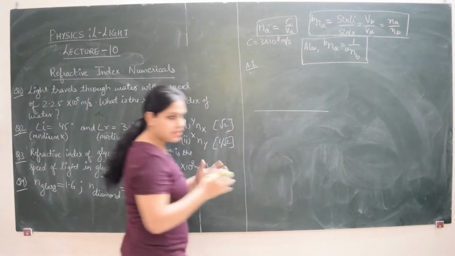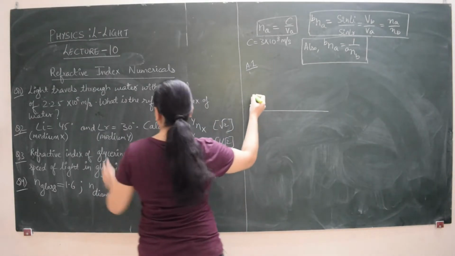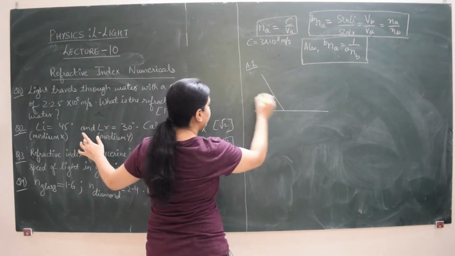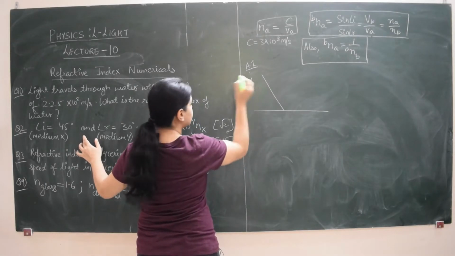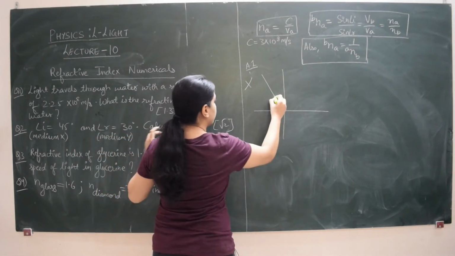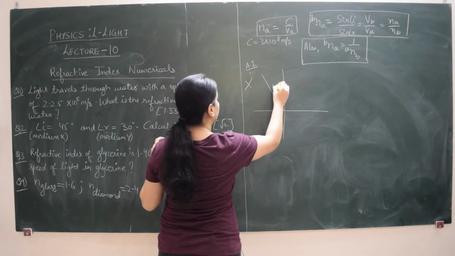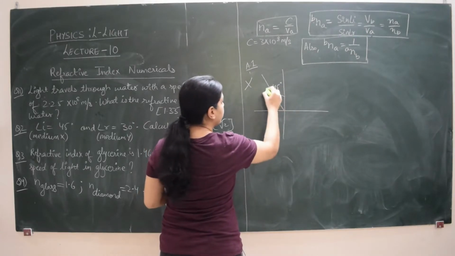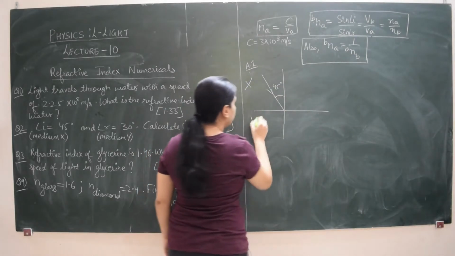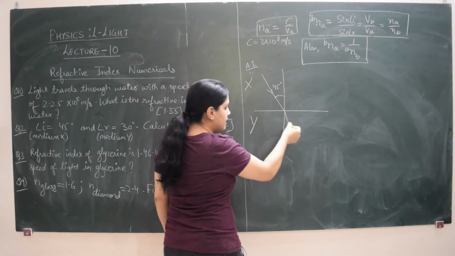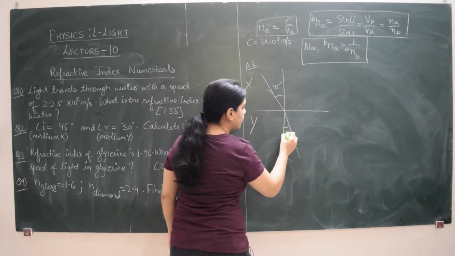First let us discuss this question diagrammatically. According to the question, the incident ray is in medium X. The angle here is 45 degrees. The refracted ray is in medium Y, and as the angle is mentioned, it is 30 degrees.